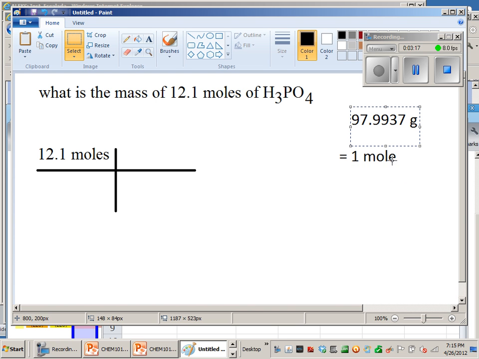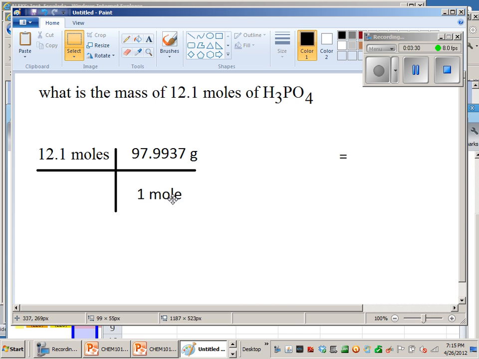What do you think the conversion factor should be? I want to cancel out the moles, so I'm going to use the conversion factor where the grams go on top, and I want moles in the bottom because I want the moles to cancel. That is how I would use the formula mass to get the right units, using unit conversion to solve this problem.